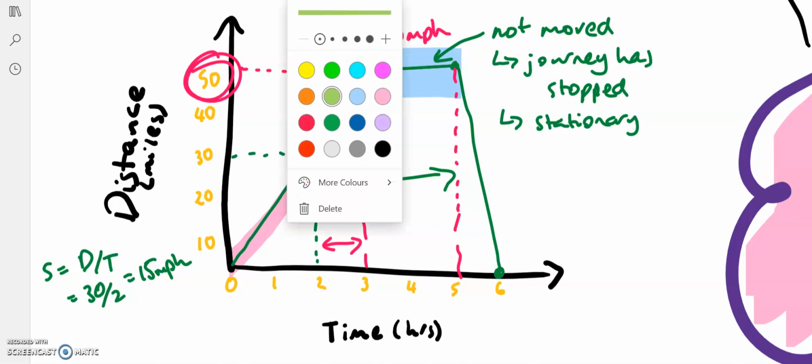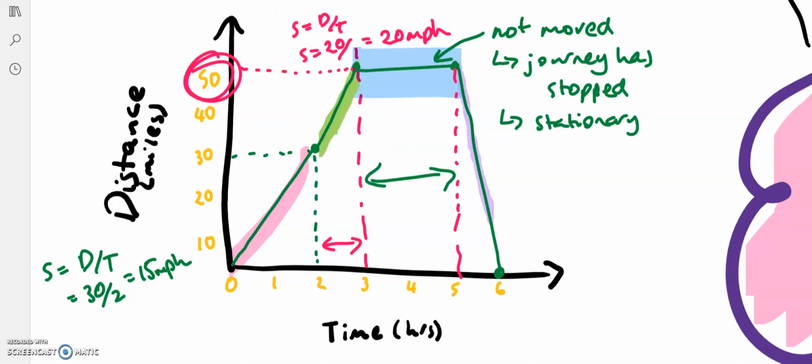Okay. Last thing, I'll go this colour here. Do you notice this line going back down? So when a line goes back down to the x-axis, that means we're returning back to where we started. Okay, so from hours 5 to 6, we have travelled 50 miles in 1 hour. Because we went from hours 5 till 6, and we went all the way from 50 back down to 0. So we went 50 miles.